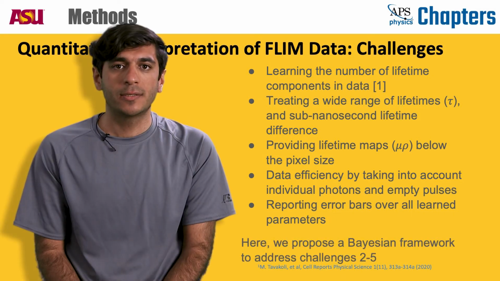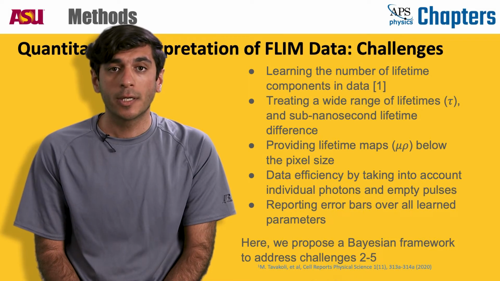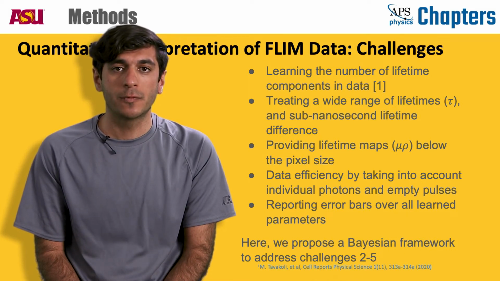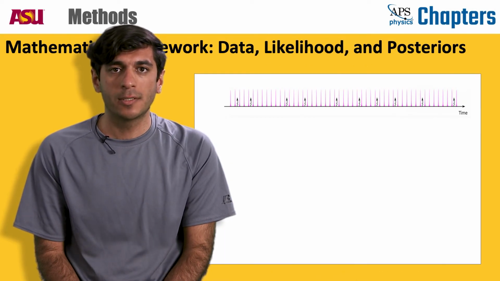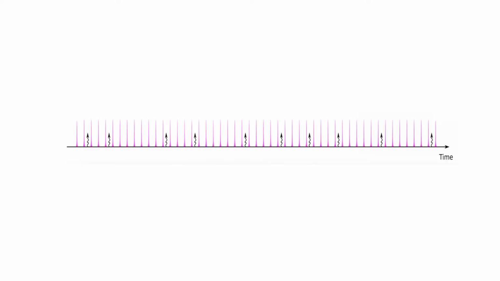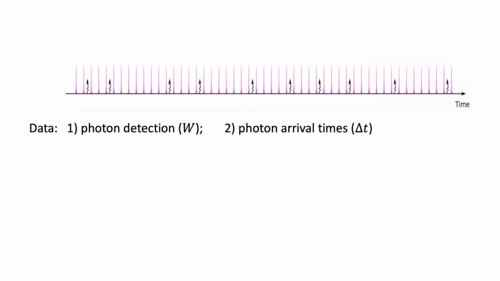We have previously addressed the first challenge for only one pixel. Here, we tackled the rest of the challenges for wide field FLIM. As we discussed in previous slides, each pixel of the data contains photons collected from a specific spot illuminated by a train of laser pulses. Here, the data are: 1. If a pulse leads to detection of a photon or not, meaning empty or non-empty pulses, and 2.